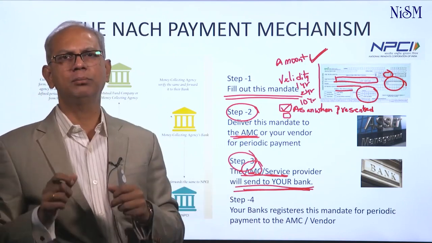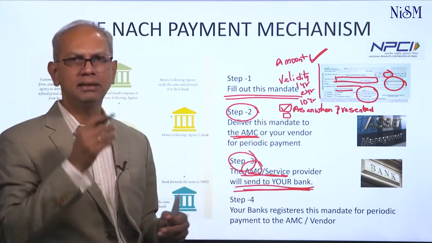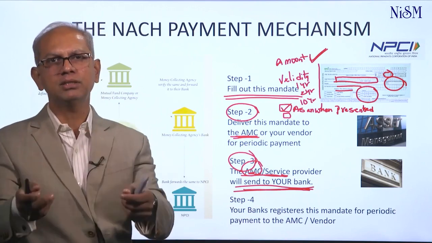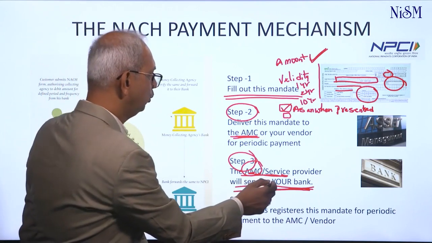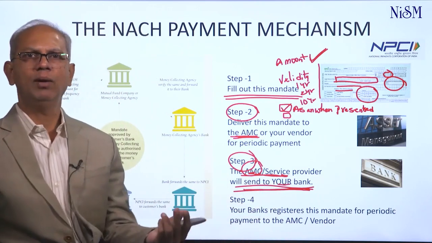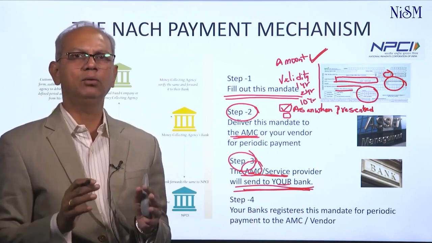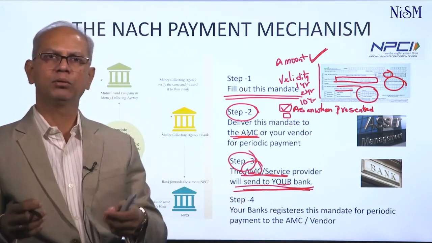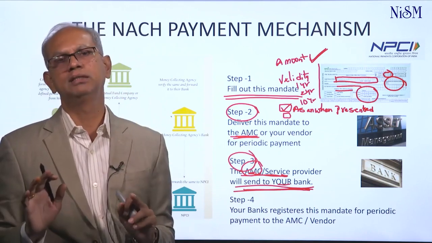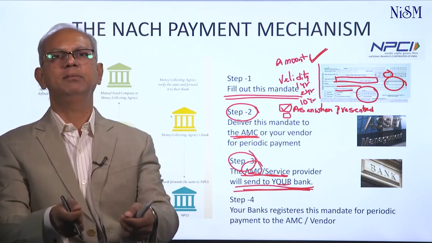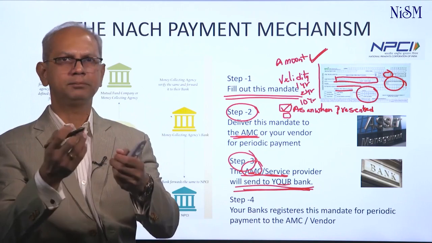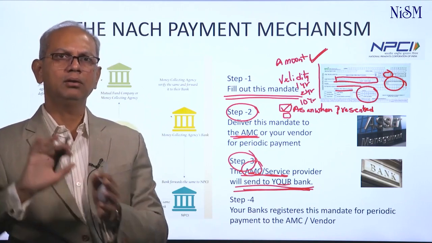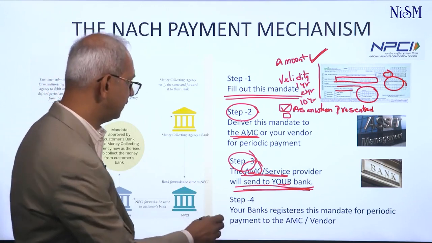The AMC is going to periodically present it, as per the SIP mandate. If it's the 5th of every month, he's going to give it on the 5th of every month to your bank. The bank will say, hey, valid, this has been registered with me. I know that you have presented it whenever, if it's ticked as and when presented. Once you present, I am going to release the funds. So on the 5th, when the AMC gives this mandate to your bank, the bank is going to honor that, take the money from your account and send it to the vendor. As simple as that, right?